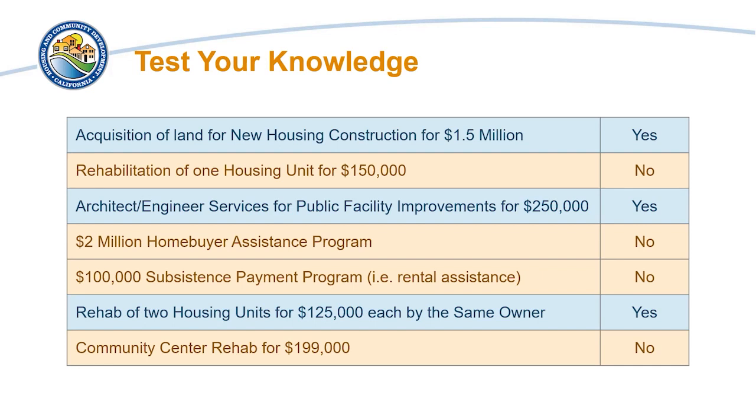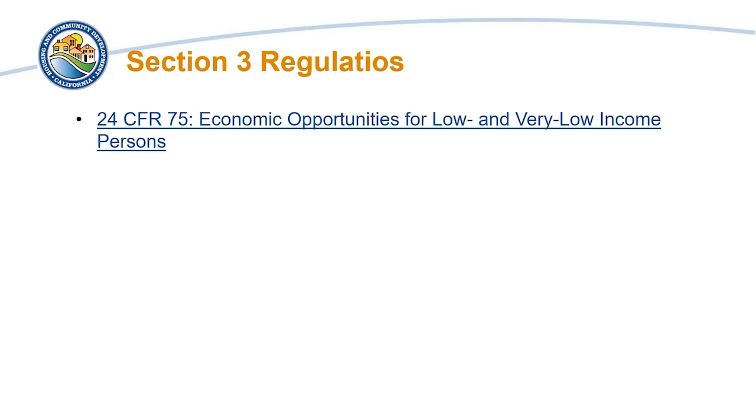Section 3 requirements would apply to the rehabilitation of 2 housing units owned by a single owner since the total project cost of $250,000 exceeds the $200,000 threshold. Section 3 requirements would not apply to the community center rehabilitation project since it does not exceed the $200,000 threshold. The Section 3 requirements can be found at 24 CFR Part 75.